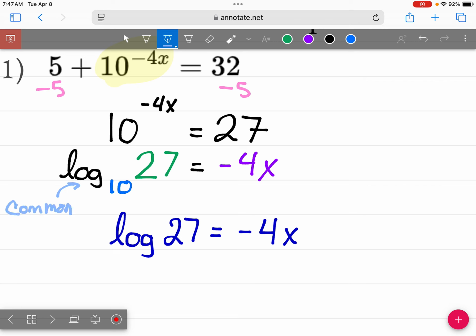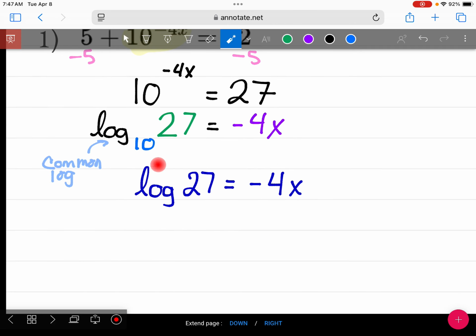So when it's the common log, when it's 10, then you can just put it as log 27. If it was base e, we could just write it as ln. You don't have to write this step, but I like to, especially when we're very new at it, to remember what happened here instead of just going, magic happened and things moved. So if it was like log 2 or something, you would keep the 2. Correct.